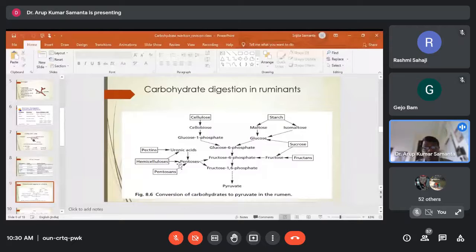So this is the schematic diagram. Sometimes you may get the question: write down the digestion of carbohydrate in ruminants. Simply you cannot say that all the carbohydrates, whether monosaccharides, disaccharides, or polysaccharides, get converted to volatile fatty acid. But how does it happen?